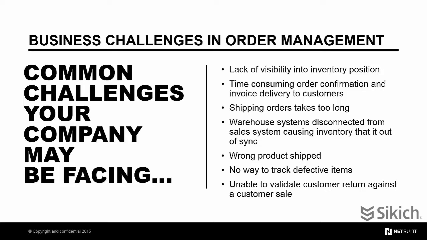Shipping orders takes too long, and labels are often printed from multiple systems. Returned orders are difficult to track and manage, creating difficulty in validating returns against sales. Warehouse systems are disconnected from sales systems, causing inaccurate inventory numbers that are not displayed in real time. Customers must call in to get their order shipment status, and a lack of order rules enforcement slows the fulfillment process.